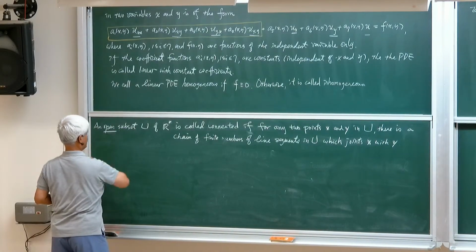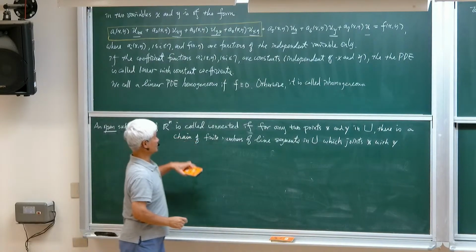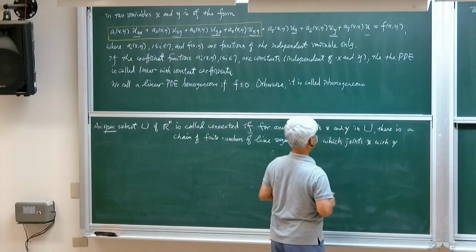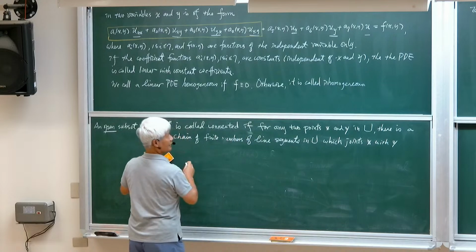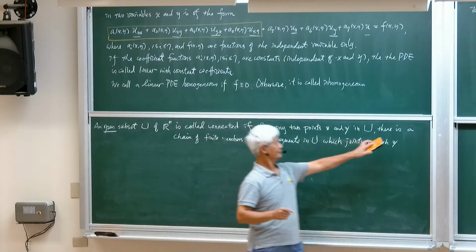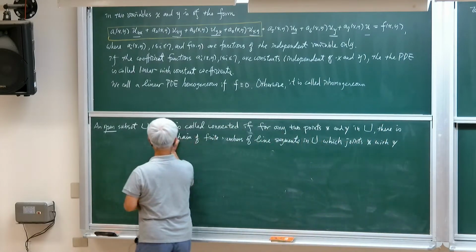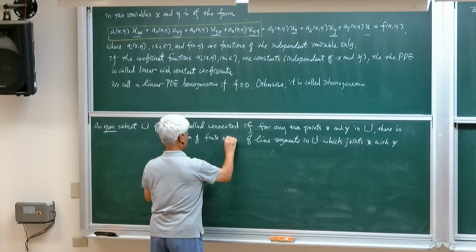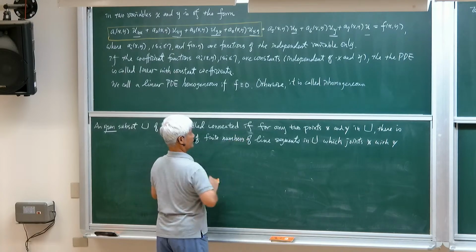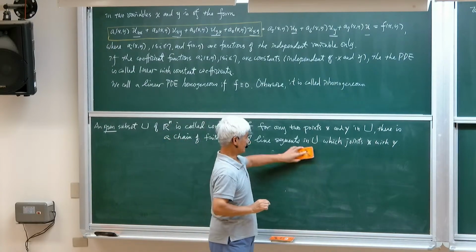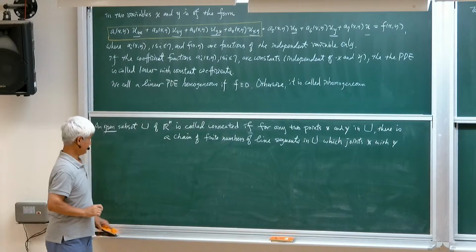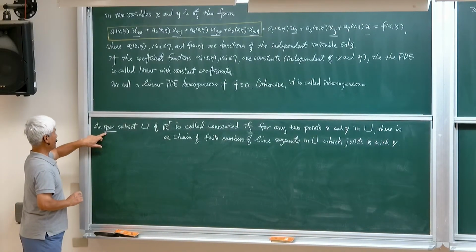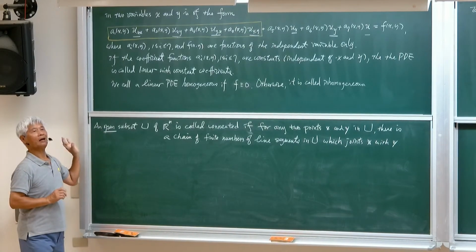An open subset is connected if for any two points x and y in U, there is a chain of a finite number of line segments in U which joins x and y. Yes, that would be correct. Thank you for your comment, that I should put "open."